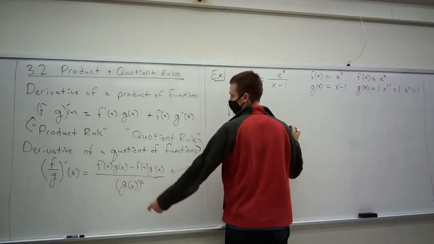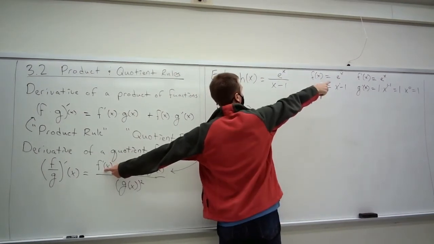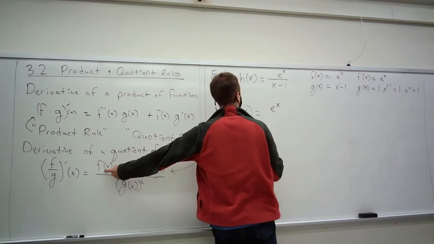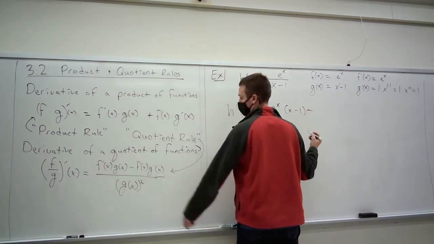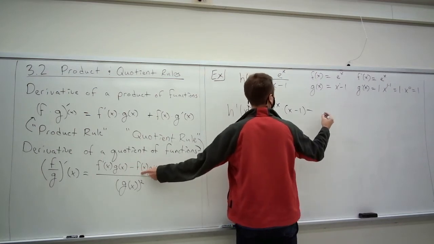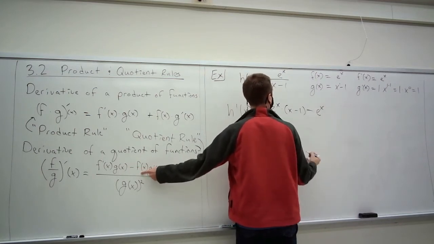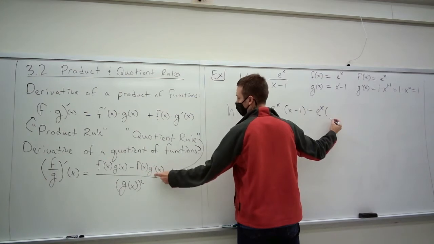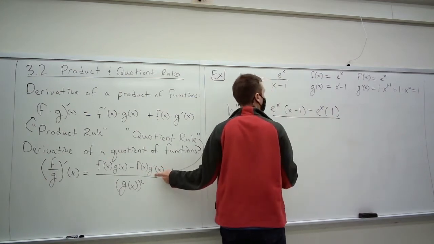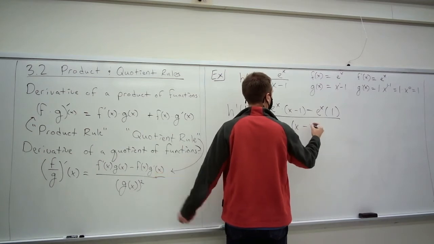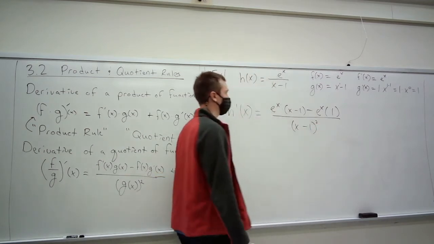It's f prime times g minus f times g prime, divided by g squared.